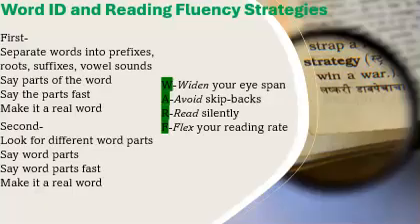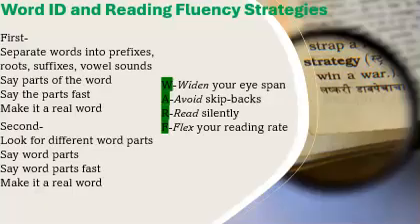For starters, to use these strategies, students must know vowel sounds, suffixes, and prefixes. So one strategy is to first separate the words into prefixes, root, suffixes, and vowel sounds, then say the parts of the word, and then say the parts fast, and then make it a real word. And whenever that student becomes comfortable in doing that first step, you create the second step, which is just simplifying the first step: looking for different word parts, saying word parts, saying word parts fast, and making it a real word. So the only difference really is that you don't separate the word out first.